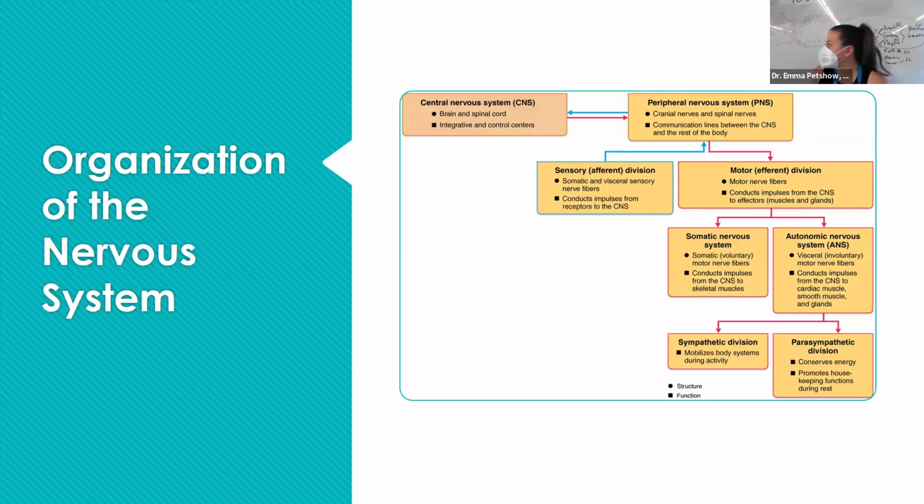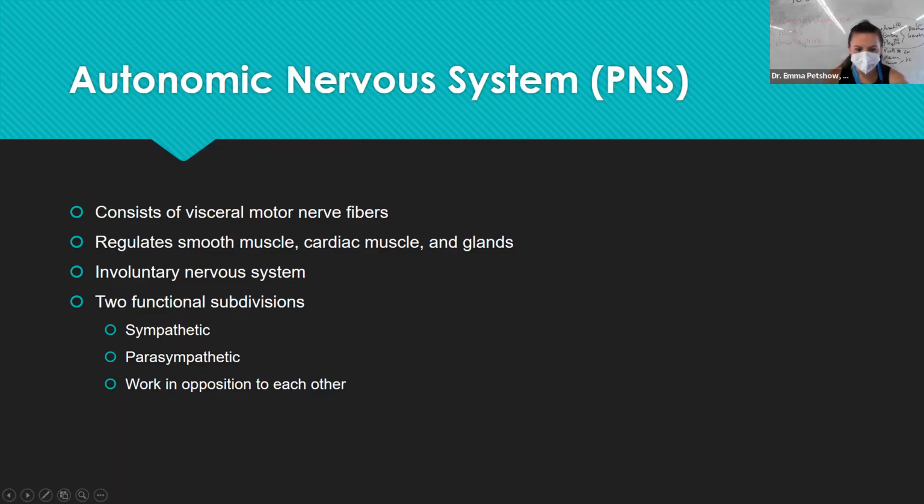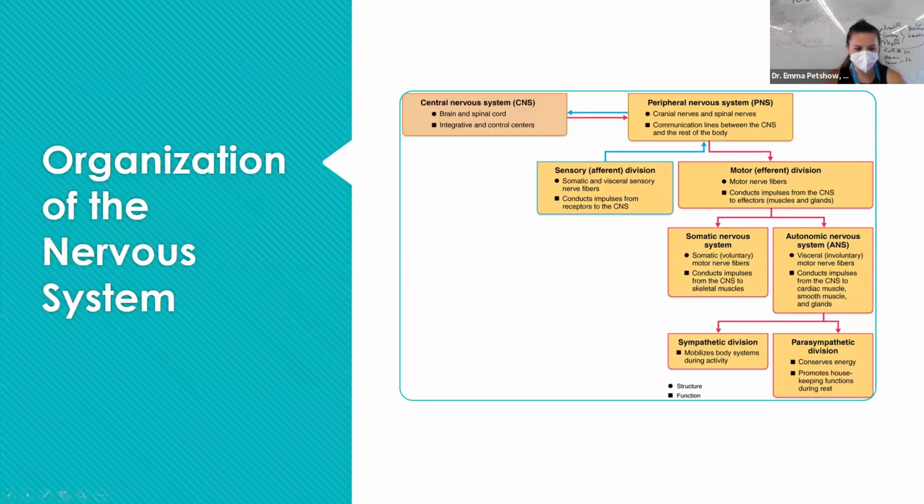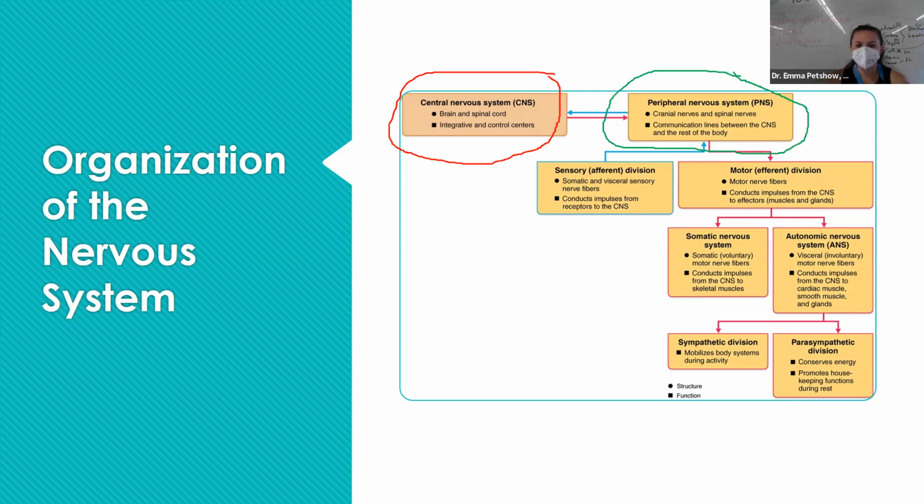So another way to look at kind of organization of the nervous system, again, we have our central nervous, oops, here, let me get my little pointer out. We have our central nervous system over here, our brain and spinal cord. It's our integrative and our control center. We then are going to have our peripheral nervous system on the other side, which includes our cranial nerves, our spinal nerves, and then the communication lines between the central nervous system and the rest of the body.